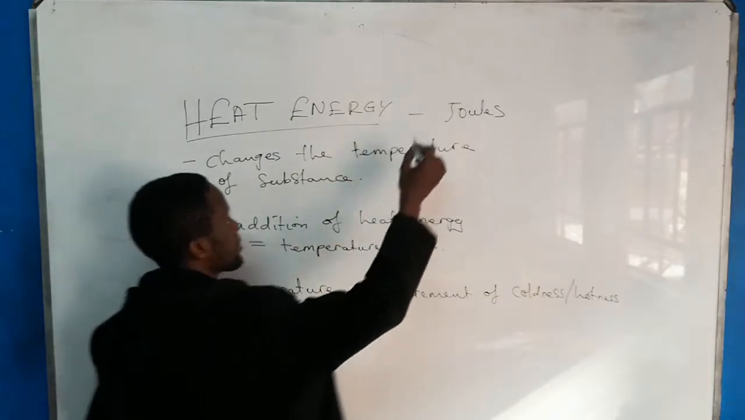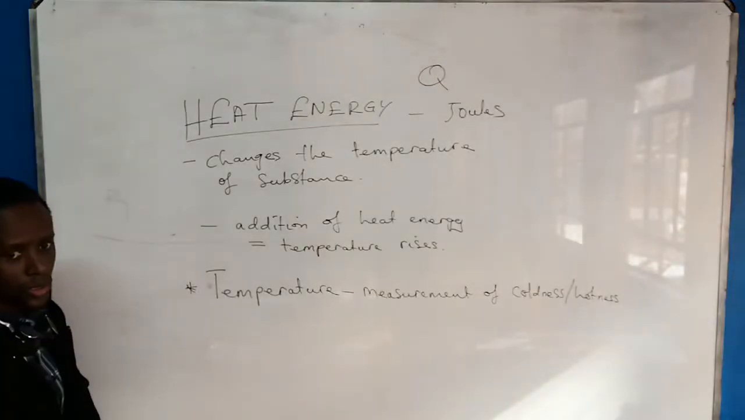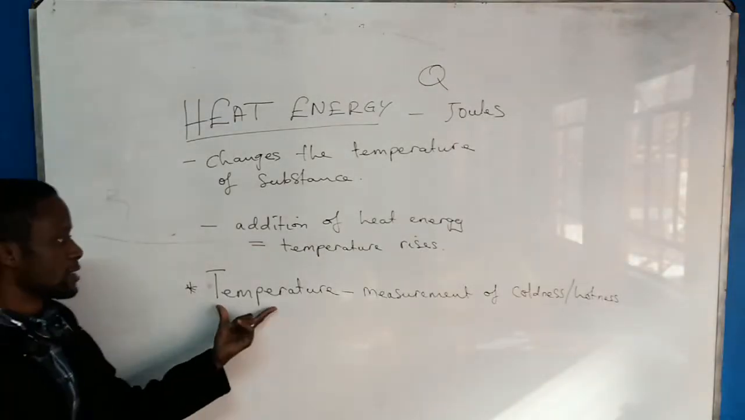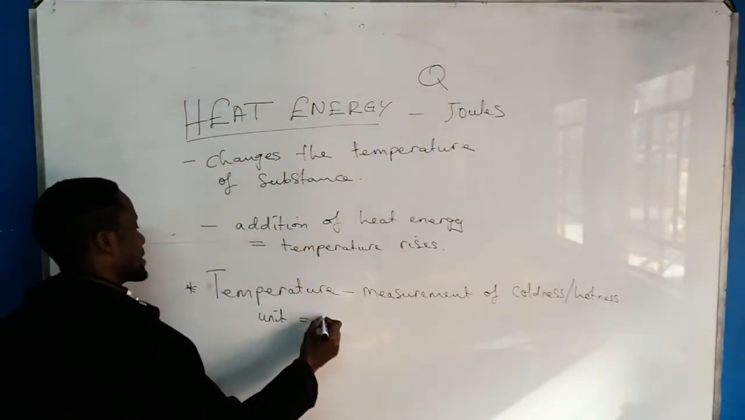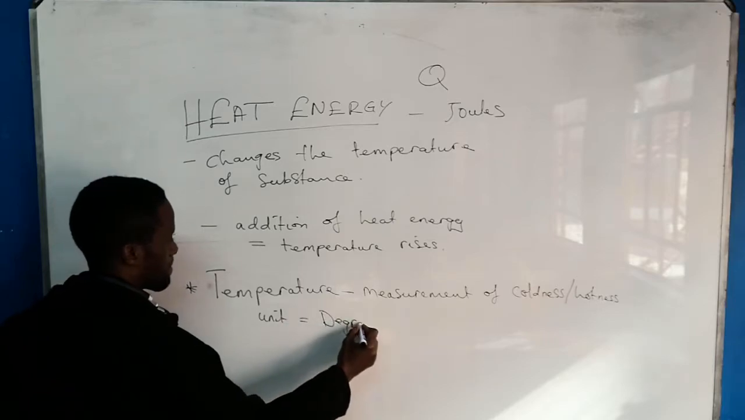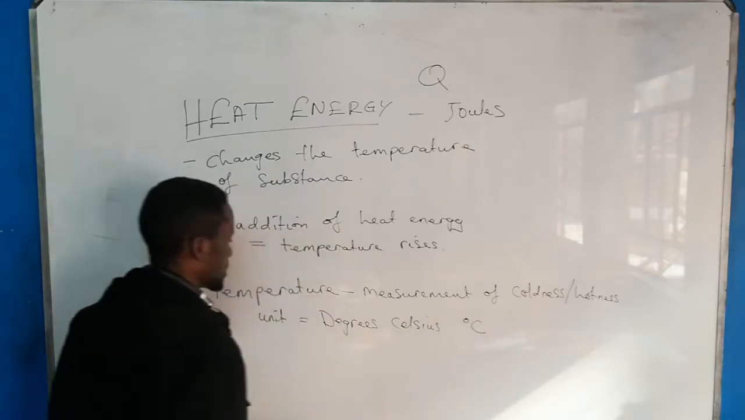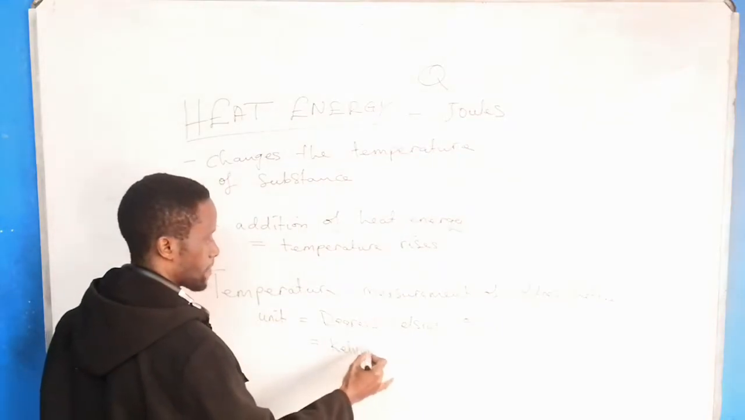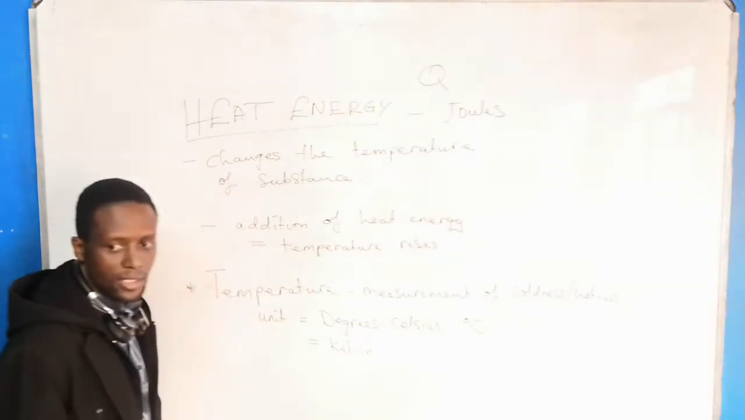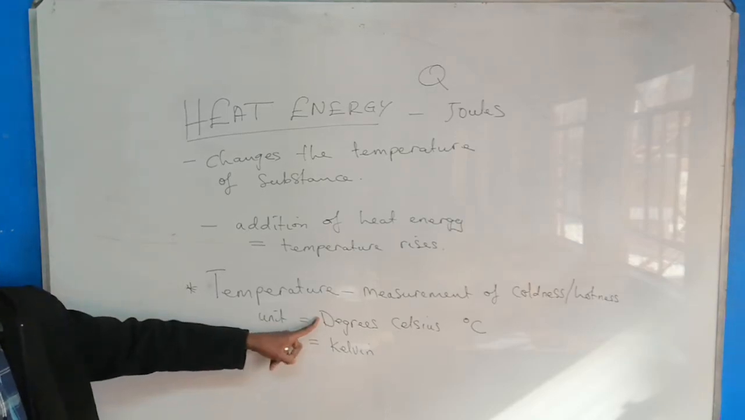Okay, we'll be using the symbol Q to represent heat energy. The unit for heat energy is joules. The unit for temperature is degrees Celsius. Now for our syllabus, we are only required to know degrees Celsius or Kelvin. There is also degrees Fahrenheit, Newton degrees, and other units for temperature. But for our syllabus, it is degrees Celsius, which we are using.